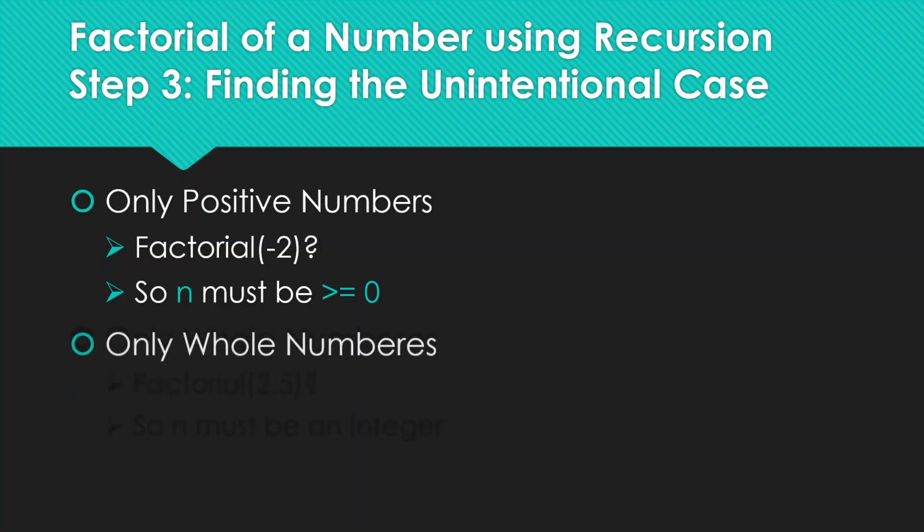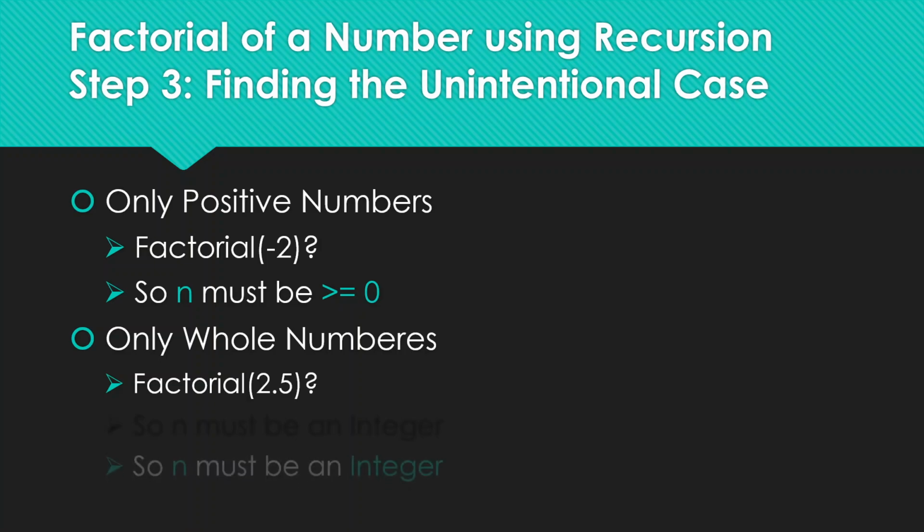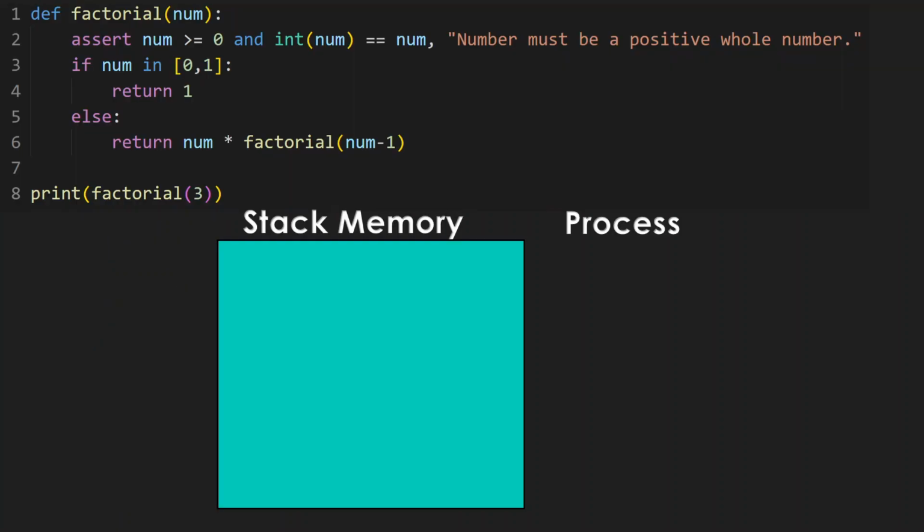So we can use an if statement for that, a conditional statement. Also, we want to only have positive whole numbers. So what if we get 2.5? Again, our recursive function cannot handle decimals. So we need to ensure and enforce that n is an integer. So how do we do that in Python? I've written a function here called factorial. So this is the factorial function.